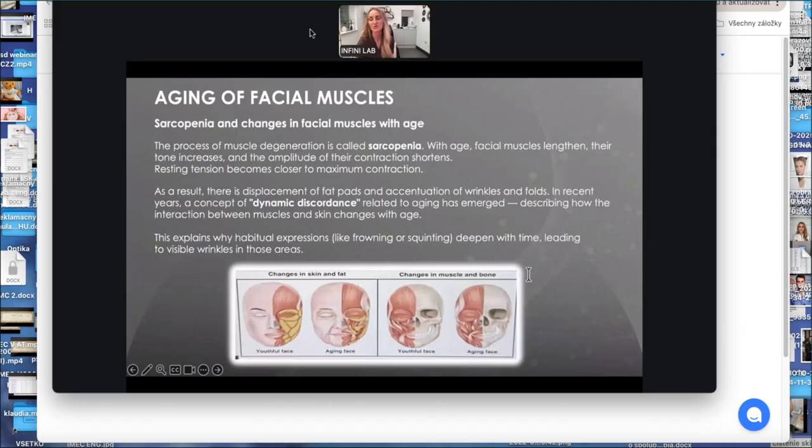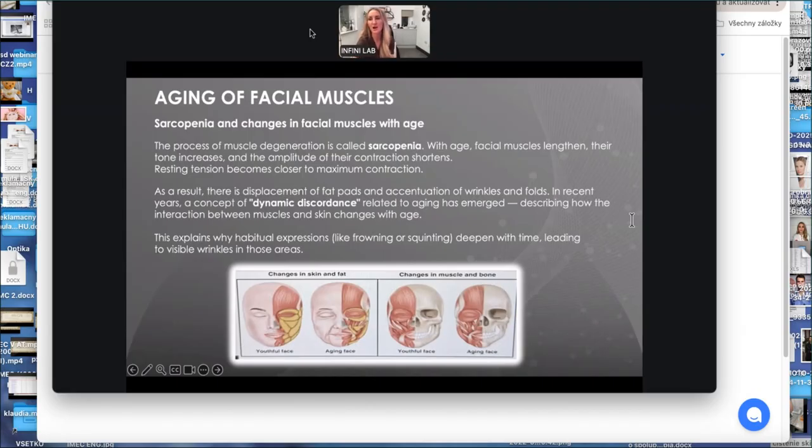And please take a moment to notice what happens with our muscles as we age. When we talk about muscles, we are talking about a process called sarcopenia, and I think this is a process which is not mentioned enough. Our facial muscles start to elongate, their tension increases, and their amplitude of movement becomes smaller. It is really fascinating that the muscles of our face behave very differently from the muscles in the rest of our body. Our body becomes weaker and our face more tense.